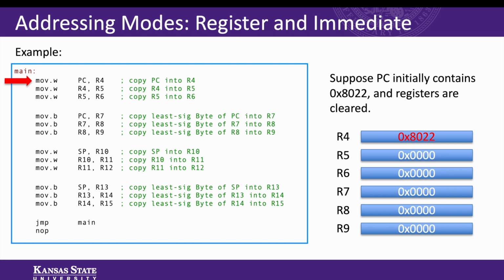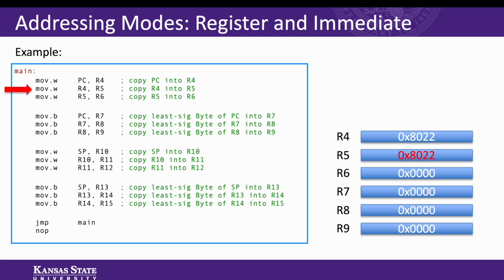And now we're eyeing up that second move instruction right underneath it. With R4 containing 8022 in hex, that second move instruction is going to move that data into R5. So now R5 contains 8022 in hex, and now we're eyeing up that third move instruction. It says move R5, or copy really is what the move instruction is doing, the data from R5 into R6, and sure enough, when we execute that instruction, now R6 contains the data 8022.